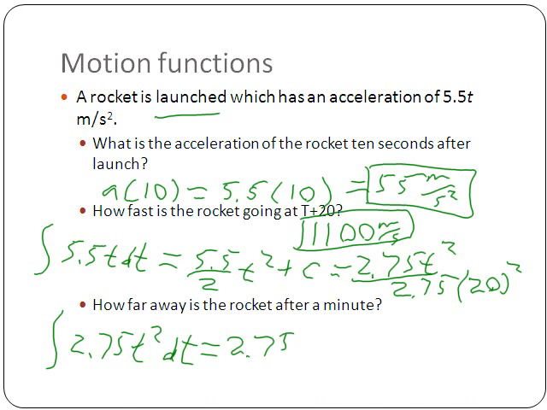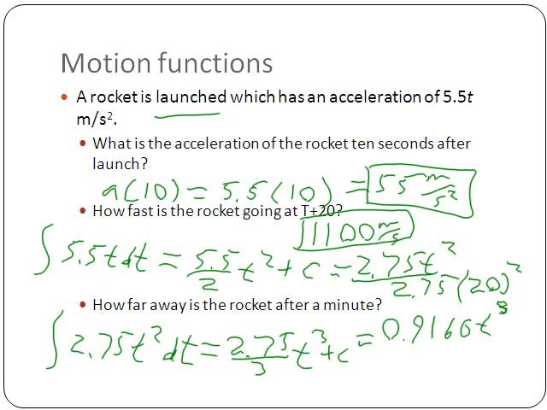So I start off with 2.75 still here. I want to go from 2 to 3. I'm raising the power. That's what you do when you integrate. So this will be over 3 because I'm going to the third power. t cubed plus C. And so 2.75 divided by 3 gives me 0.9166.